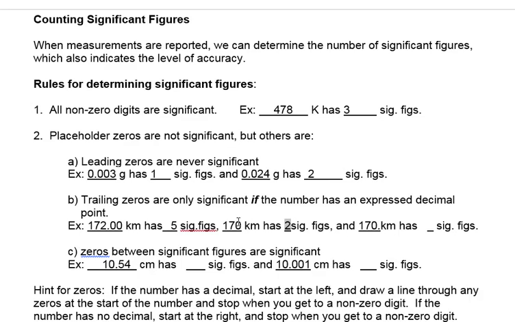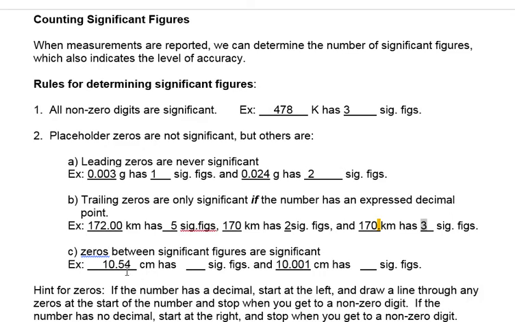If I want to show 170 kilometers measured to the nearest kilometer, I have to put in that decimal point. So that decimal point there indicates that this is measured to the nearest kilometer, so it's actually 170, give or take 1 kilometer. So it's got 3 significant figures. That decimal point makes a big difference there.